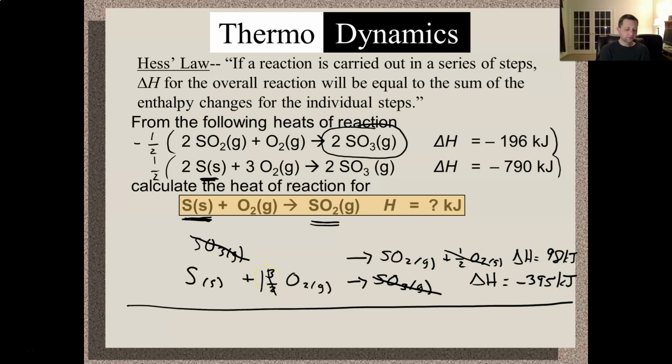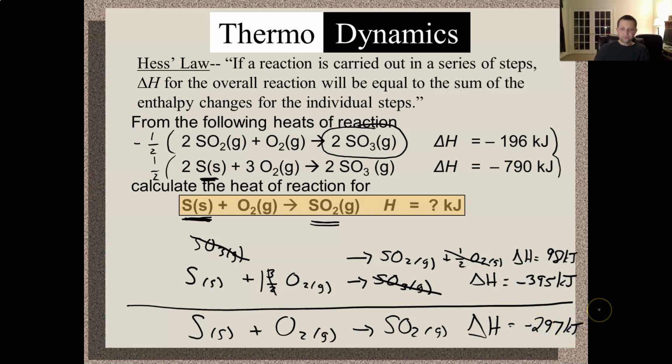Okay, so let's bring everything down. My only reactants then are sulfur solid plus oxygen gas yields sulfur dioxide gas, and my delta H for that reaction is 98 plus -395, which is going to give you -297 kilojoules. Okay, so that's my overall enthalpy change for this series of equations.